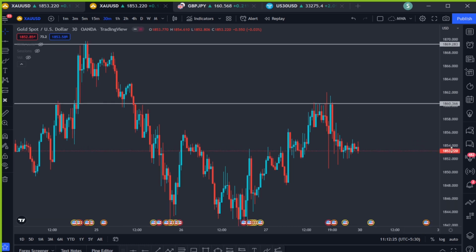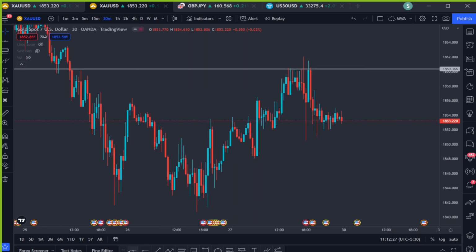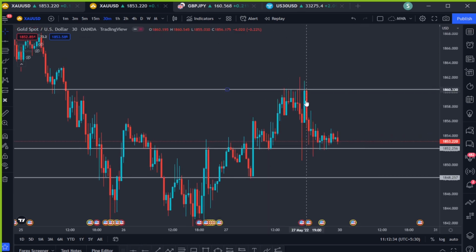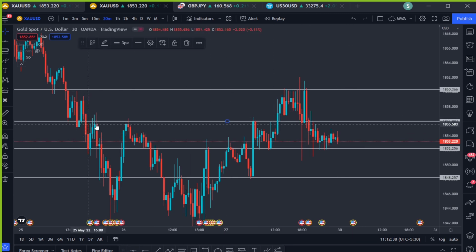So as we can see on the 30-minute time frame, the support is right here, and there is the next support right here. So now this is the resistance, and there is one more level which we see, which is going to be pretty important. As you can see, price interacted with this level multiple times.